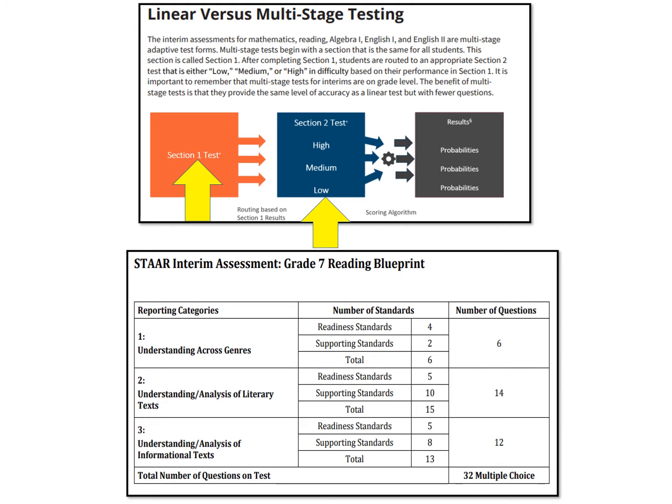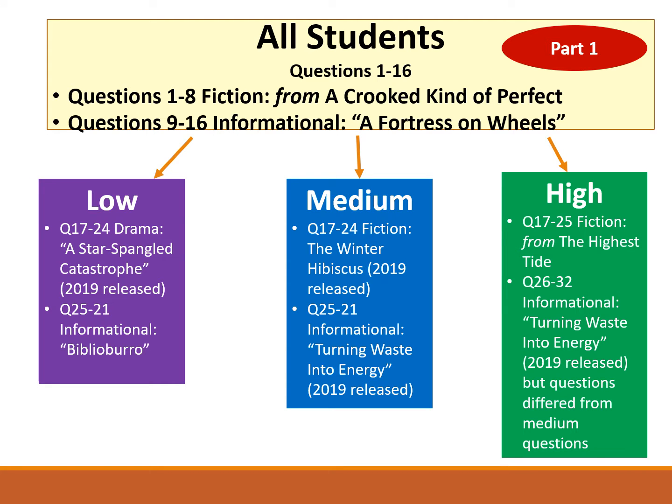Next, I want to provide you with some broad details as to what was tested on the interim in each category. Reporting category 1, ladies and gentlemen, had the vocabulary questions. Reporting category 2 only has the literary passages. And reporting category 3 has the informational passages. Let's take a look at additional details regarding the assessment. All students were given questions 1 through 16. Questions 1 through 8 assessed with a fiction piece titled From a Cook It Kinda Perfect. Questions 9 through 16 assessed with an informational piece titled A Fortress on Wheels.